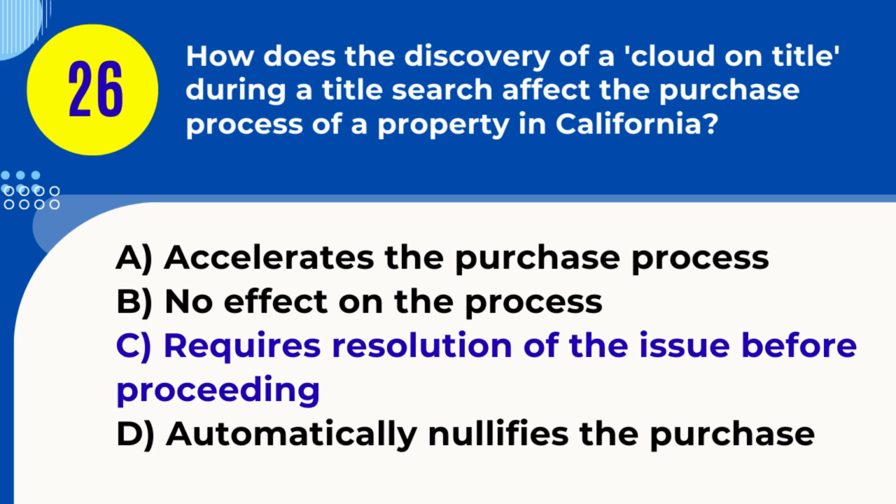Answer. C. Requires resolution of the issue before proceeding. Explanation. The discovery of a cloud on title during a title search in California requires resolution before the property purchase can proceed. It indicates potential legal claims or encumbrances on the property.